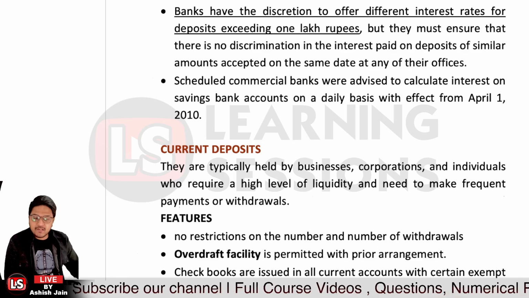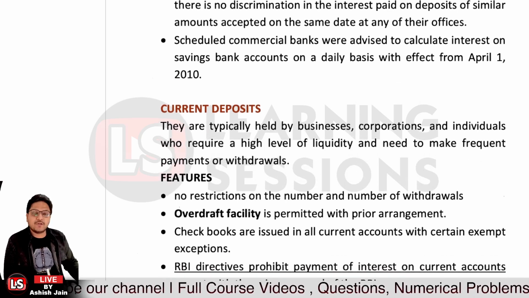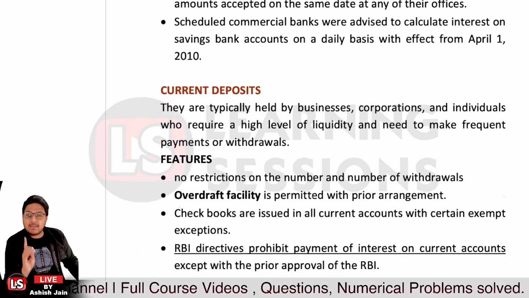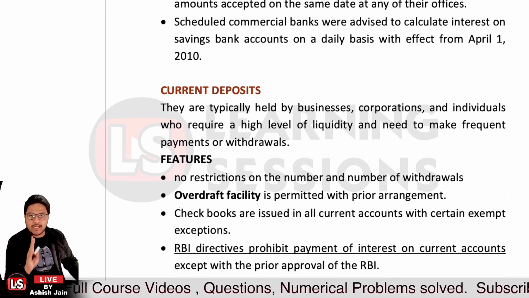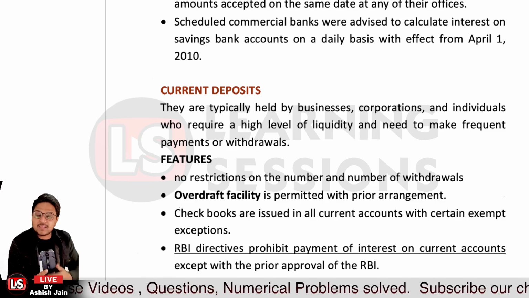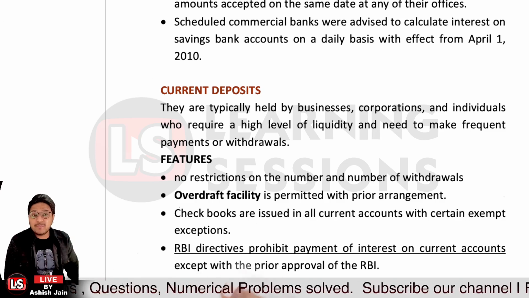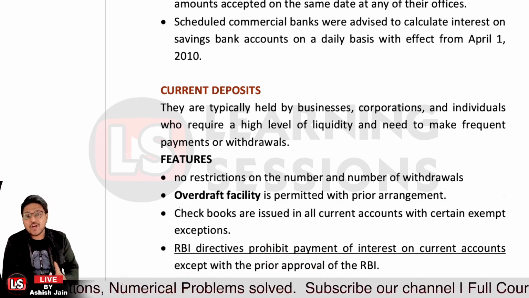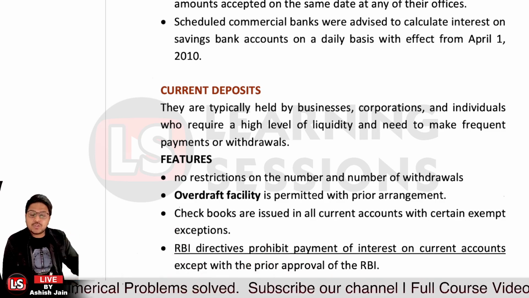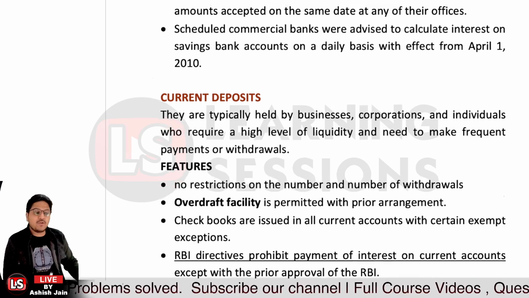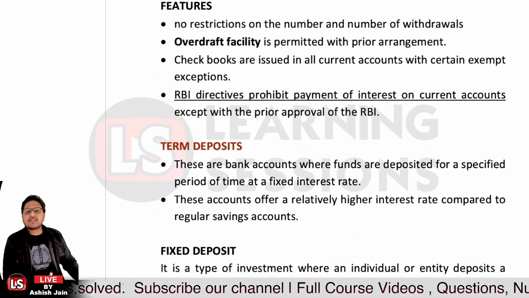Overdraft facility may be available, a checkbook facility will be issued, and further, RBI directives actually prohibit payment of interest. That's not about banks not paying on their own will. A bank may be willing to pay on its own, but RBI has prohibited that you cannot pay interest to current account holders without the approval of the Reserve Bank of India, right?